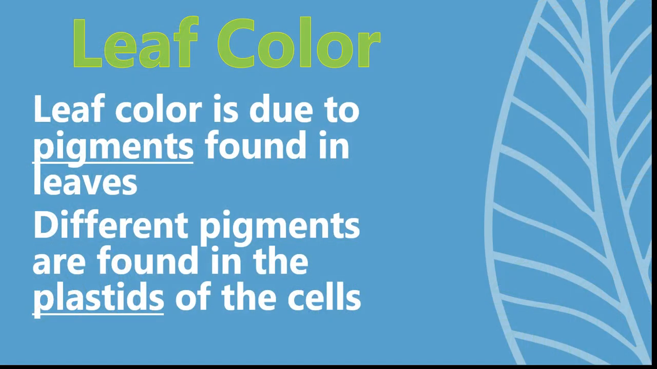So I mentioned a couple times last time about leaf color, okay? That all plants are green, right? Okay, so leaf color is due to the pigments found in the leaves. The pigments are found in different plastids of the cells. So the cells have these little organelles in them, right? We know that eukaryotic cells have organelles. And in plants, we have these special types of organelles called plastids, and these plastids can contain colors.